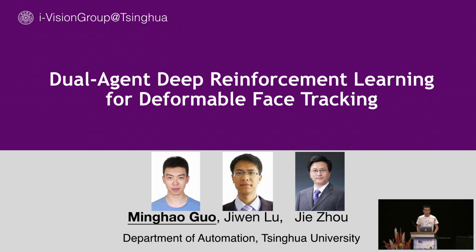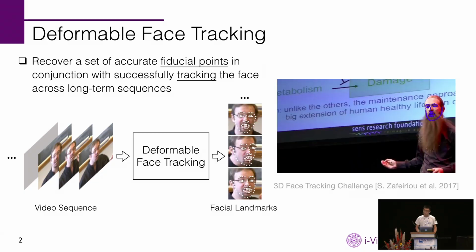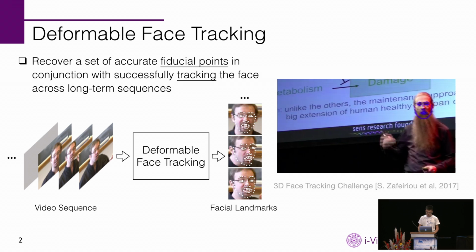I will give a brief review of the deformable face tracking problem and some classical methods, and I will tell you about how we address this problem in a dual agent manner. So let's get started. The problem of deformable face tracking is to recover a set of accurate fiducial points in conjunction with successfully tracking the face across long-term sequences.